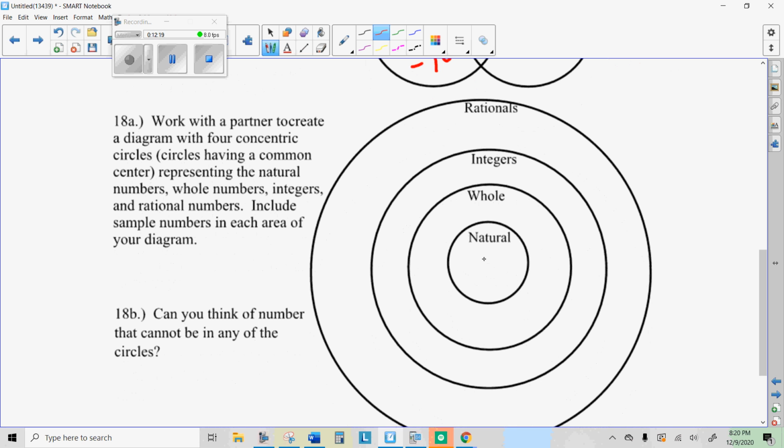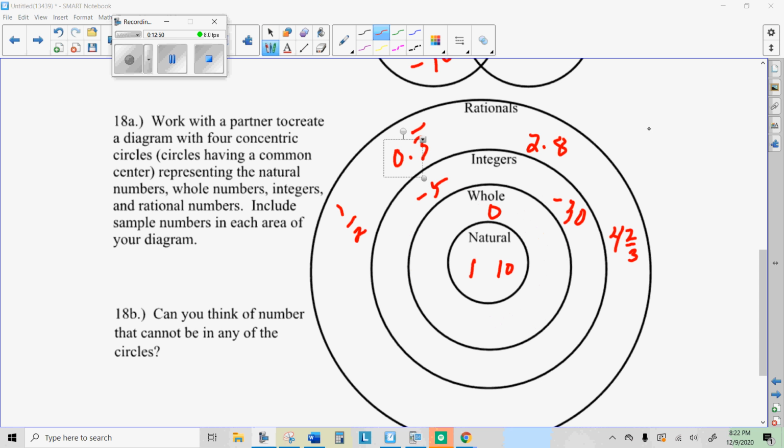If you put it in the natural numbers right here, like the number 1, the number 2, it has to also be a whole number because it's inside that circle also. It has to be an integer. So if you put something in here where this whole number is, if you put it in this space, it can't be a number that you would put in the natural space. So I'll give it a shot.